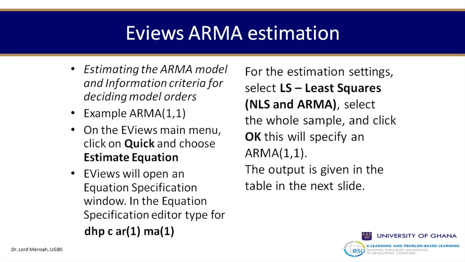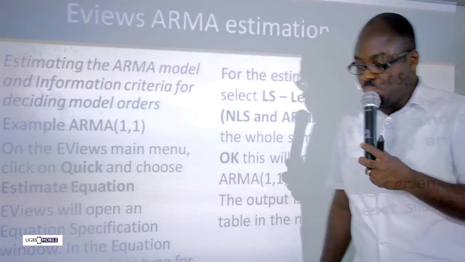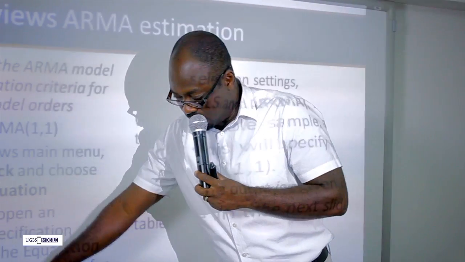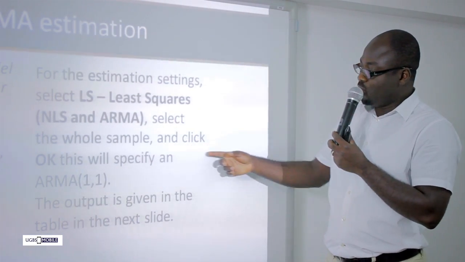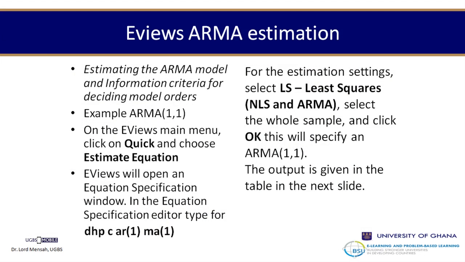So you look at the instructions. It says estimating ARMA model in EViews, and then information criteria for deciding which order to use. Example of ARMA(1,1): on the EViews main menu, click on Quick and choose Estimate Equation. EViews will open an equation specification window. In the equation specification window, you type the equation. So you're testing the ARMA on the difference of the house prices in the UK, and you want to specify AR(1) and MA(1). For the estimation settings, select least squares, and then select the whole sample and click on OK. This will specify an ARMA model. The output is given in the table in the next slide.